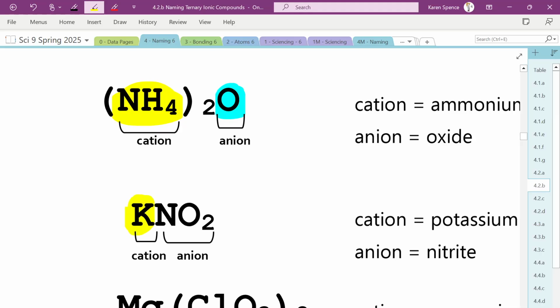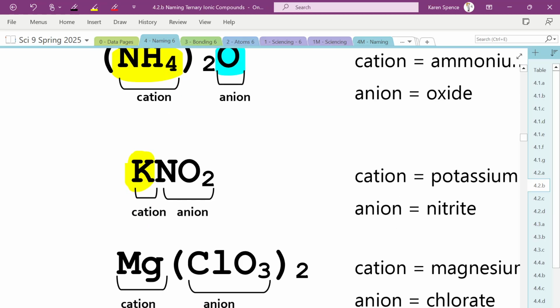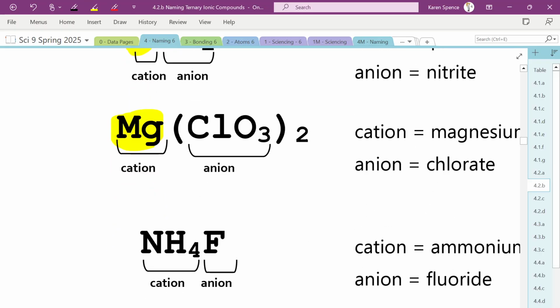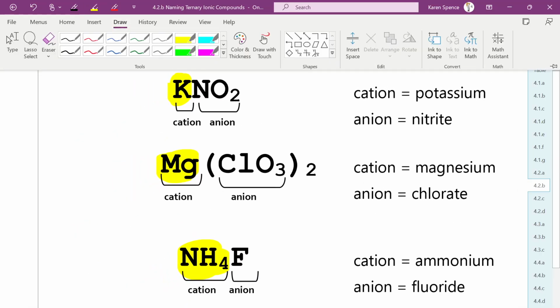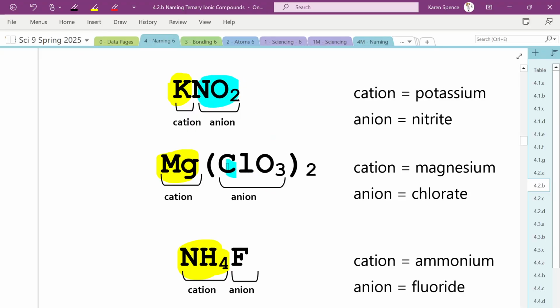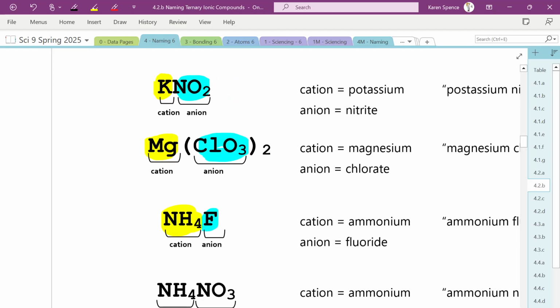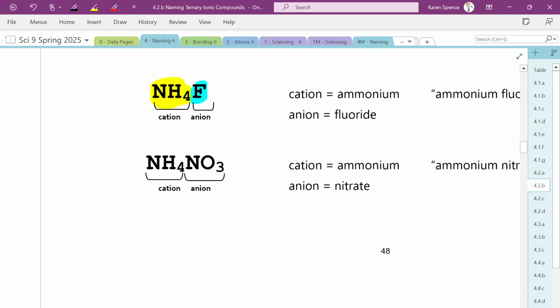The cation stops, so stop after your first capital letter. Okay? First capital letter, that's your first element, unless you have NH4. Okay, cation, cation. NH4, cation. And that means that your anions are NO2, ClO3, and F. Okay? We got another NH4 and an NO3.